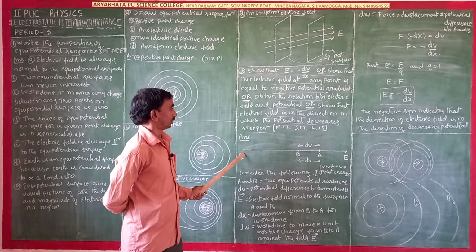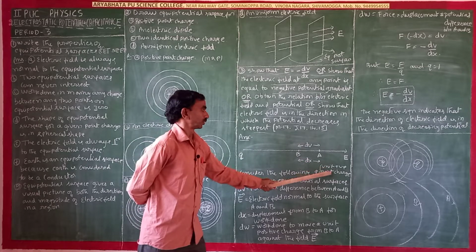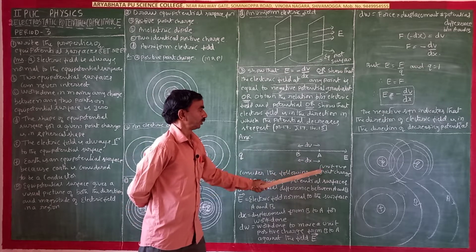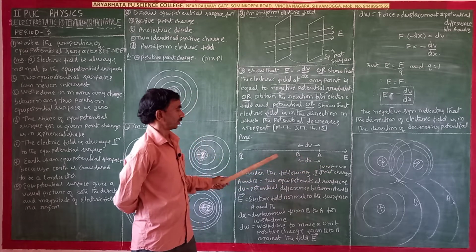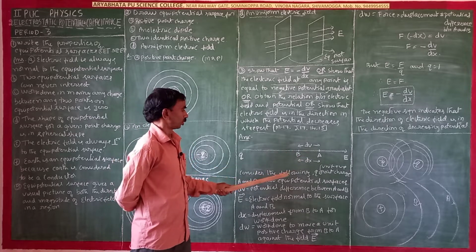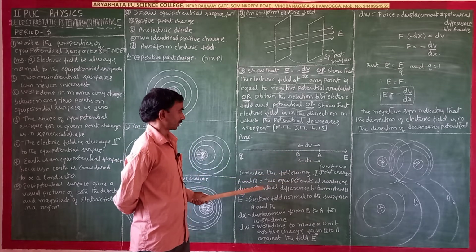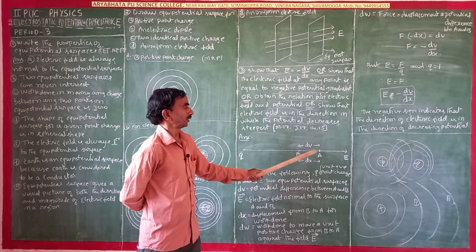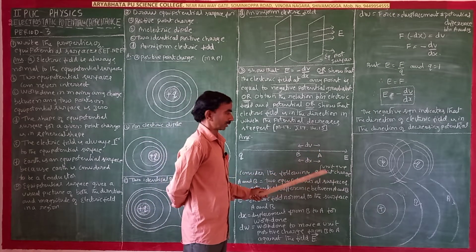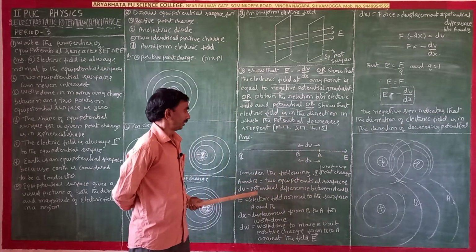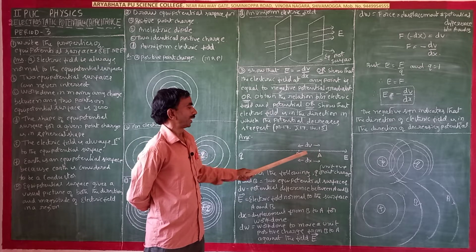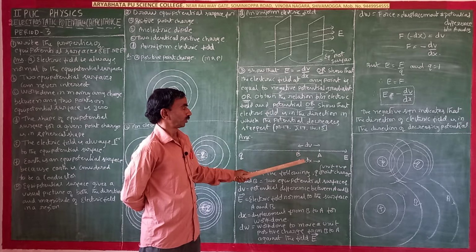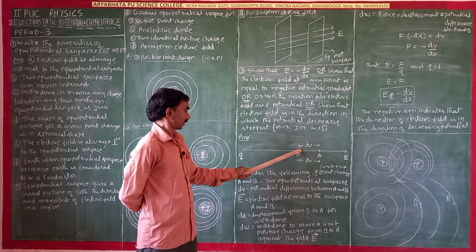Consider the following. Q is equal to a unit positive point charge. A and B are two equipotential surfaces. dV is equal to the potential difference between A and B.